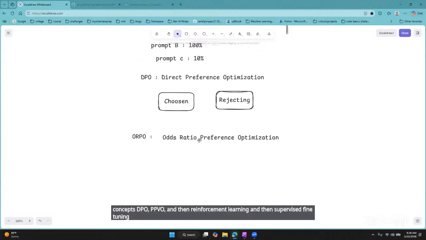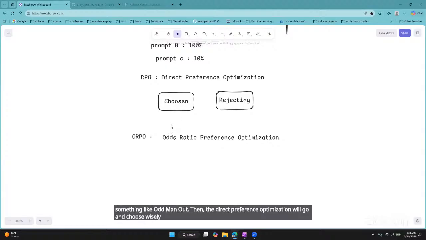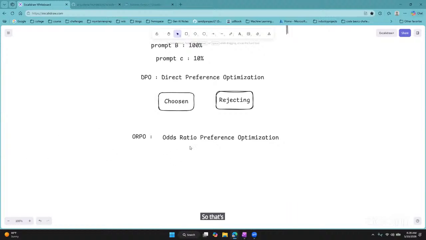This odds ratio preference optimization will filter something like an odd man out. Then the direct preference optimization will go and choose wisely which pairs are correct. Then it will try to provide the response to the user as required. That's the main intent of odds ratio preference optimization.